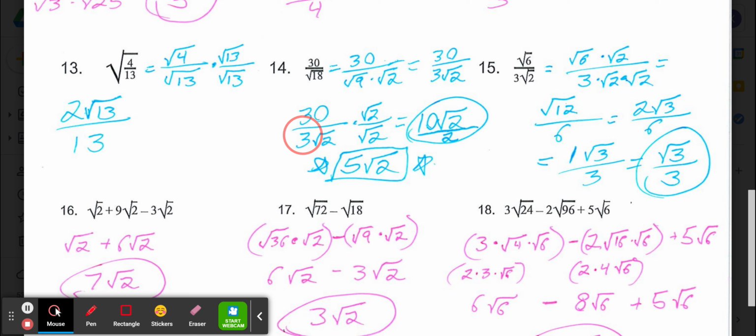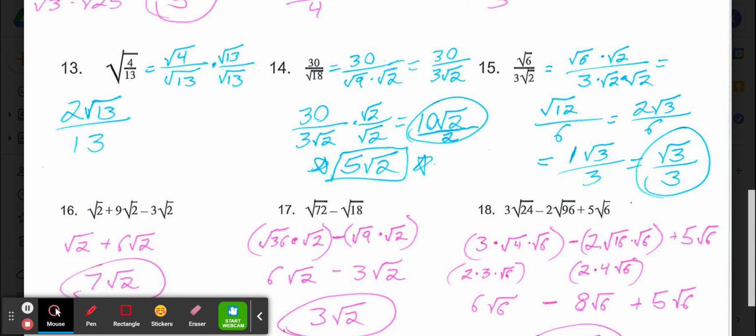Well, 30 divided by 3 is 10, so we know the top instead of 30 will be 10. So it's 10 times the square root of 2 over square root of 2 times square root of 2 on bottom, which is just 2. So then we have 10 square roots of 2 over 2, which we can simplify. 10 divided by 2 is 5. So we'd have 5 square roots of 2 for our final answer.